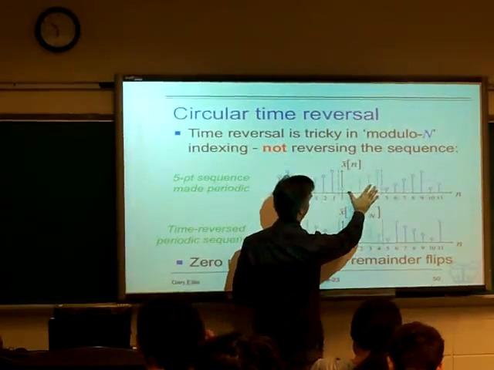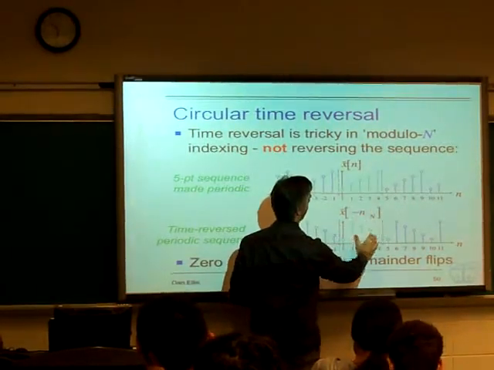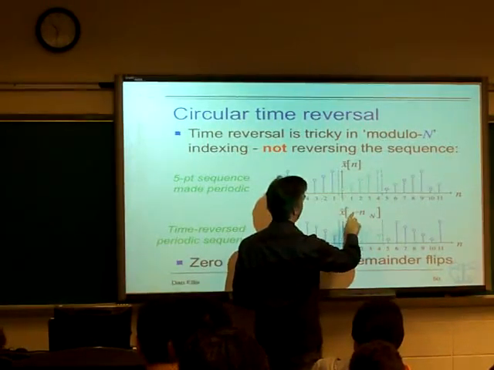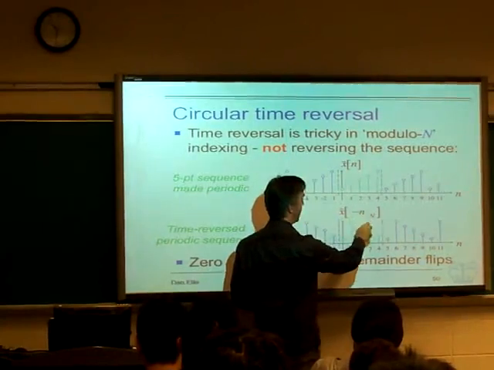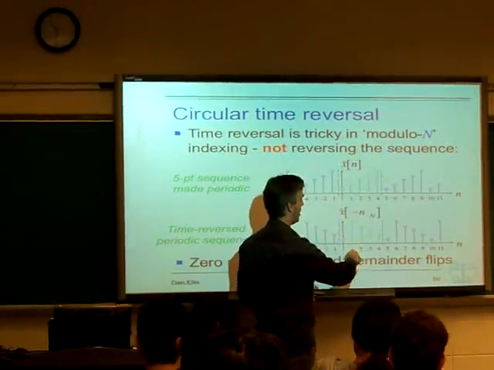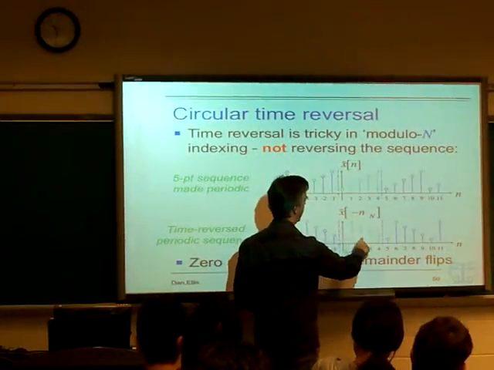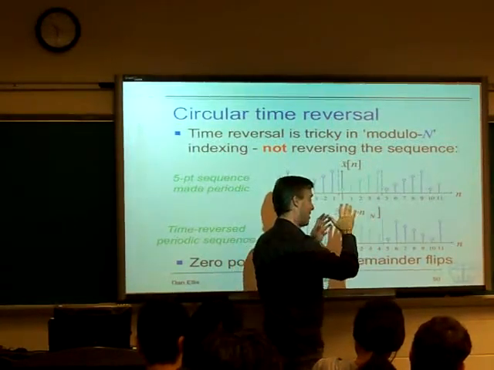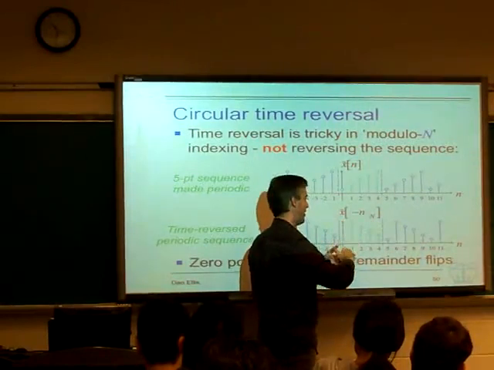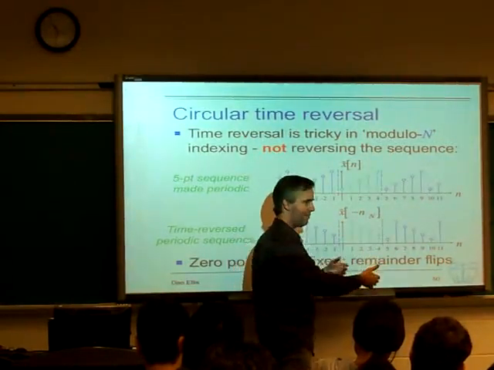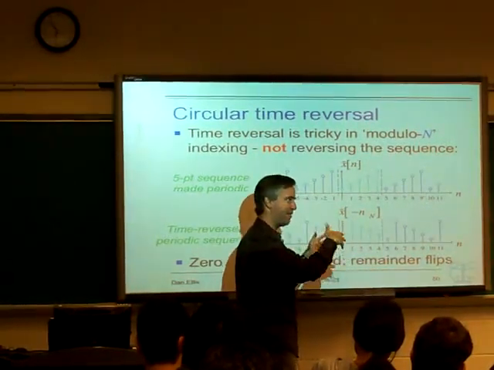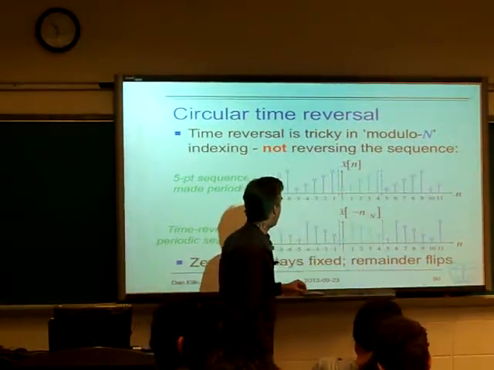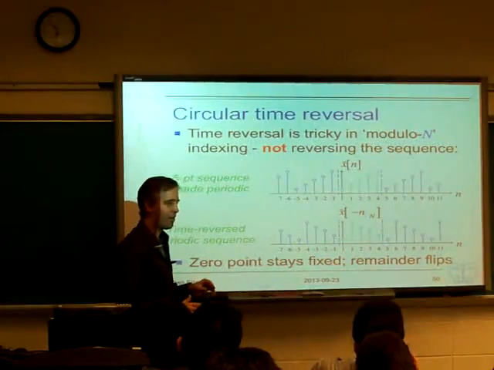But the remaining points, 1 through n minus 1, are then time reversed, because minus 1 modulo n is actually minus 1 plus n, so it's n minus 1, which is this point. And then minus (n minus 1) modulo n is 1, right? Because minus n plus 1 plus n. So you get this set of points.